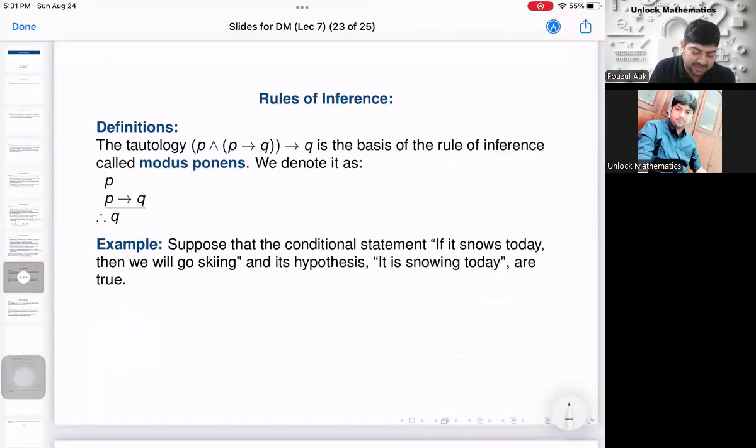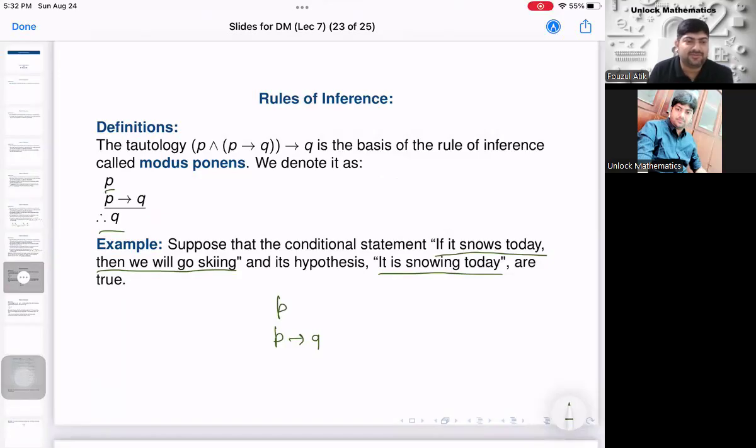If you have P and if you have P implies Q, therefore it is Q, right? So suppose I have a proposition P, then I have a proposition P implies Q. Then what is the conclusion? Look at this example. If it snows today, then we'll go for skiing. It is given also that it is snowing today. Then what will be your conclusion? You'll go for skiing, right?